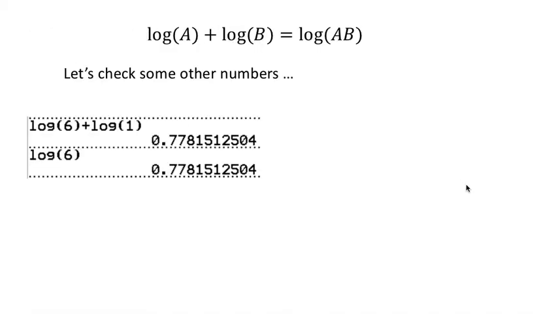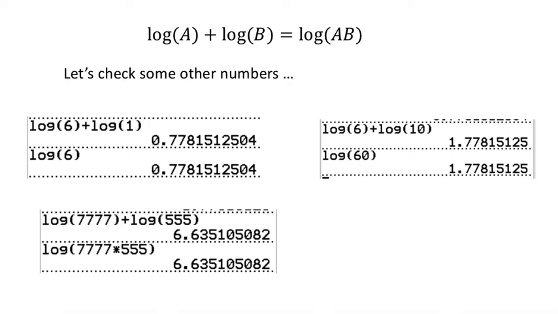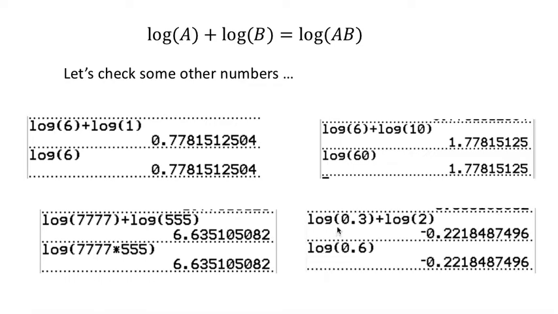Let's check some other numbers. Well, 6 times 1 is 6. This is kind of obvious because log 1 is 0, so that's a special case. Let's try some other numbers. Log 6 plus log 10 is log 6 times 10. Yep, works. How about let's try some big numbers. Yep, it works. Couldn't do that in my head, but it works. Let's try some small numbers, some decimals. Yep, it works. So this is a rule we know that works.